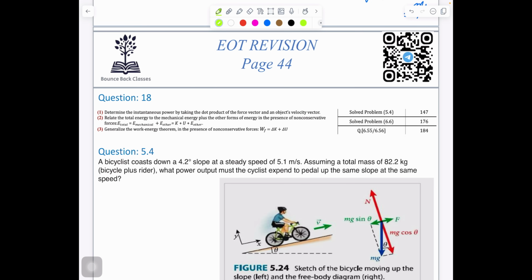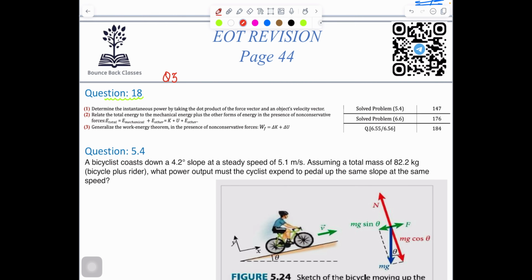Hello students, in today's video we are going to cover question number 18, and in the writing part this is your question number 3. So what exactly is the question? Determine the instantaneous power. Power is equal to work done by time, or F dot V, by taking the dot product of the force vector and the velocity vector.